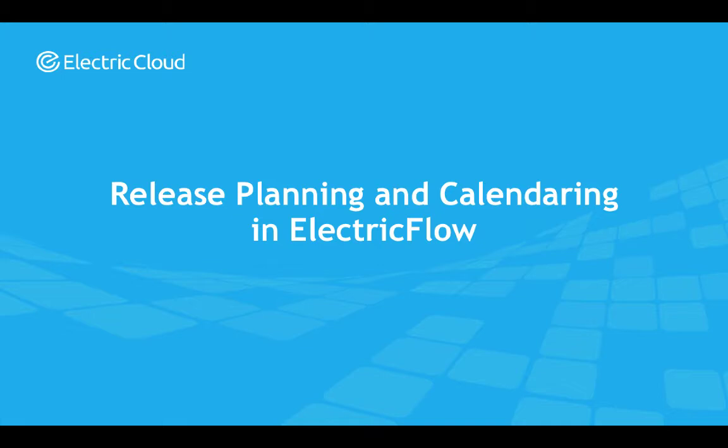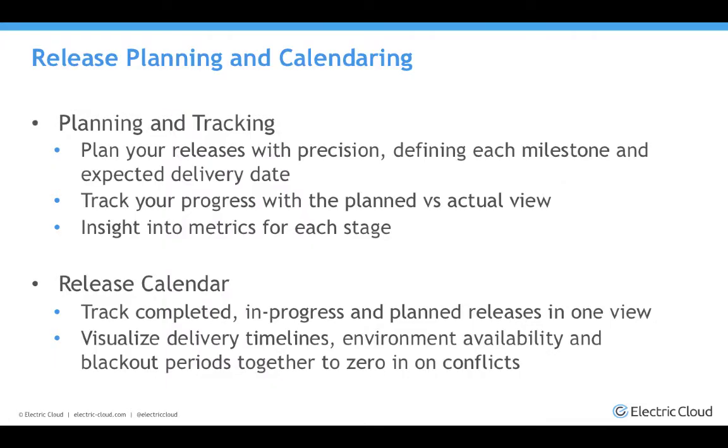provide a comprehensive way to plan, schedule, and track releases. With planning features for releases, you can plan your release with precision, defining each milestone and expected delivery date, with granularity for adding start and end dates for planning from the overall release down to each stage and even to the task level. The plan versus actual view provides a timeline showing your progress and how you are doing relative to your plan. This view also provides insights with metrics for each stage to help identify bottlenecks and process inefficiencies.